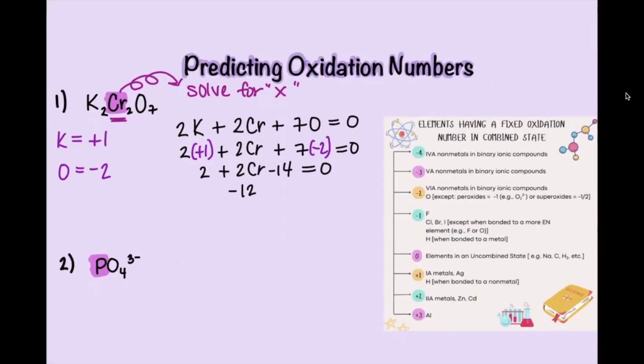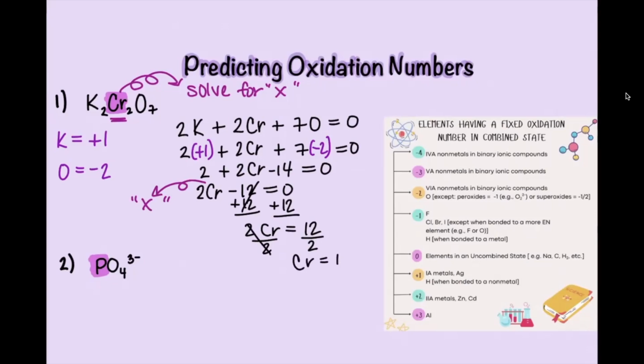Combine like terms, so 2 minus 14 is -12. So now we have 2x minus 12 equals 0. We want to isolate x, right? So we've got to move the 12 to the other side. So add 12 to both sides to cancel out the 12 on the left. And we end up getting 2 chromiums equals 12. Divide both sides by 2, and we end up getting that chromium has an oxidation number of +6.